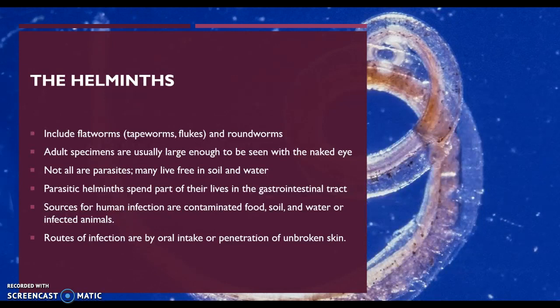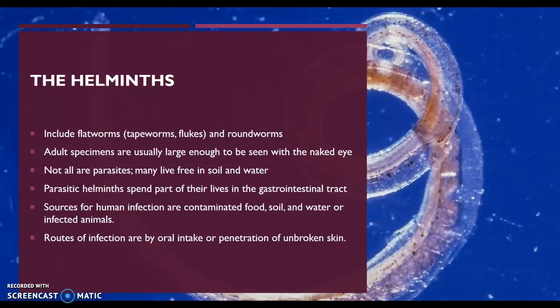Alright, so the helminths are the worms, and we have 2 groups of worms in the helminths. We have the flatworms, which include tapeworms and flukes, and then we have the roundworms. Adult helminths are usually large enough to be seen with the naked eye, so we don't have to study these using microscopes, but the egg and larval stage tends to be microscopic. Not all helminths are parasites. Many of them live free in the soil and water and don't cause any issues for humans. Parasitic helminths must spend part of their life within the gastrointestinal tract of their host.